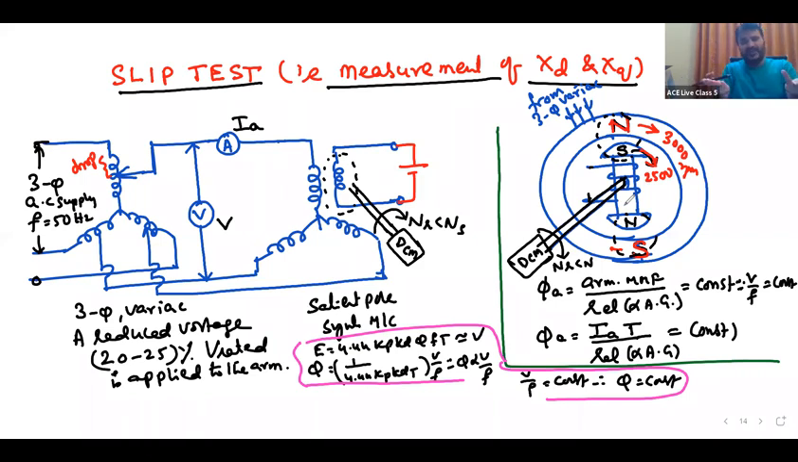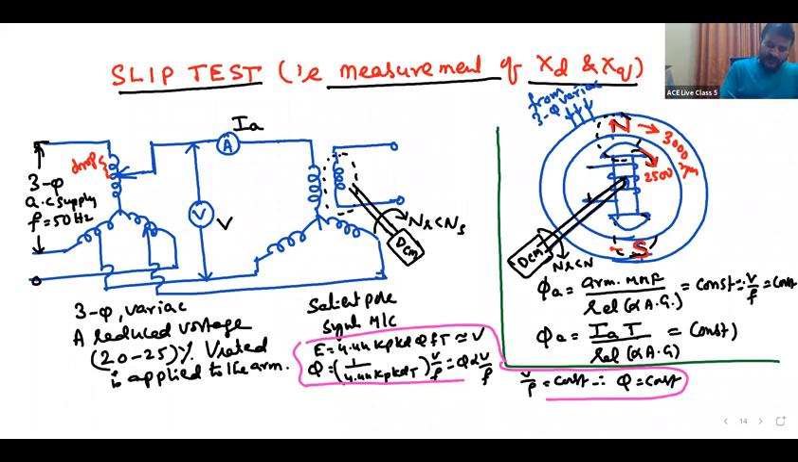Then how can you find Xd, Xq? That's the reason there should not be any DC excitation. No excitation. There should not be any excitation. Correct? Fine? And next, the third one.